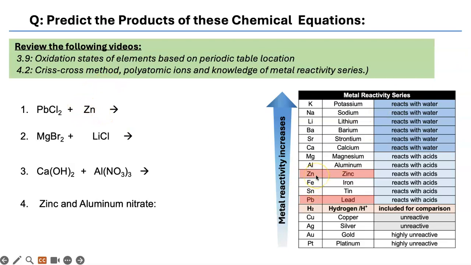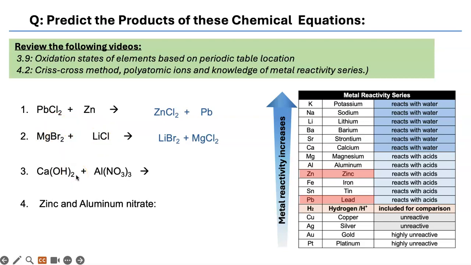He has to be above the guy he's going to kick away, and indeed they are. So zinc chloride and lead precipitate is going to be made. Lead is going to become a solid and end at the bottom of the tube. Magnesium and lithium chloride, you do not have to worry about this because these are two ionic compounds. You don't have to worry about the metal reactivity series. You will have pluses and minuses swapping. You will have magnesium chloride and lithium bromide being formed.